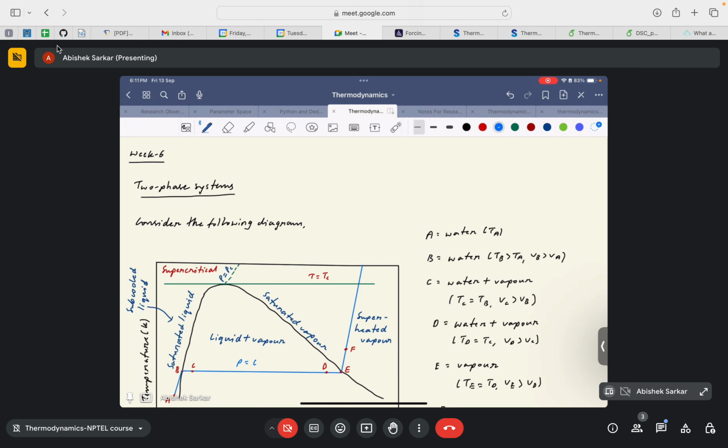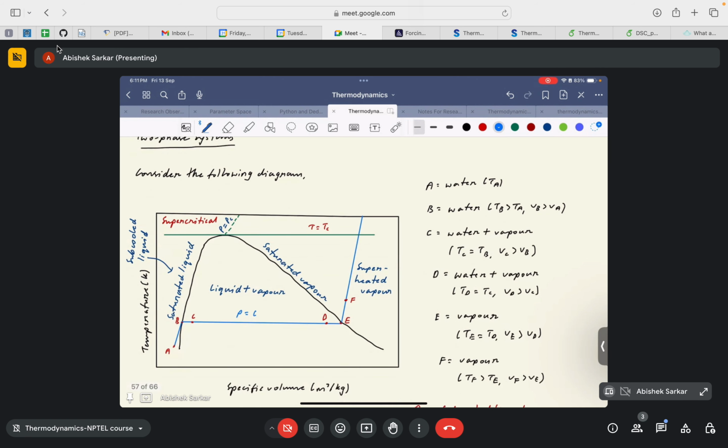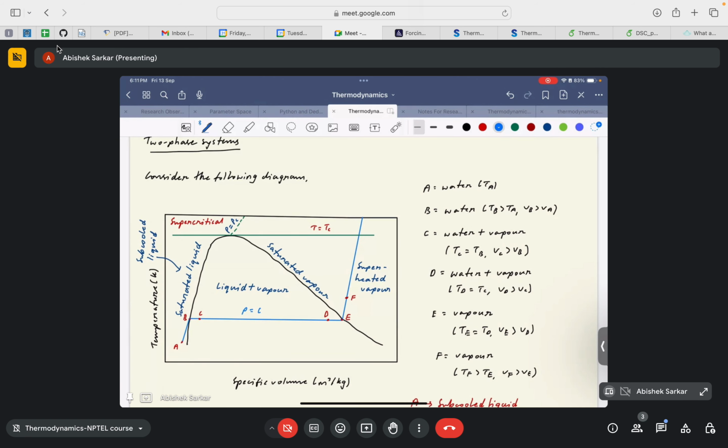So let's begin with the TV diagram, basically the temperature versus specific volume diagram. So in today's session, we will be primarily discussing the two-phase nature of substances, specifically water in this case. So we will be discussing steam and how to analyze such systems.